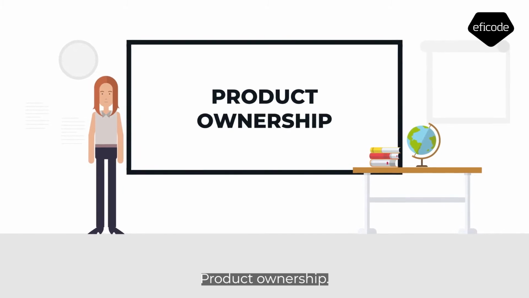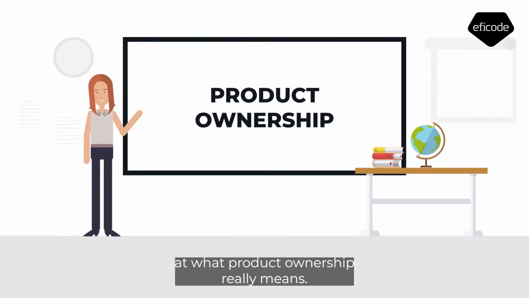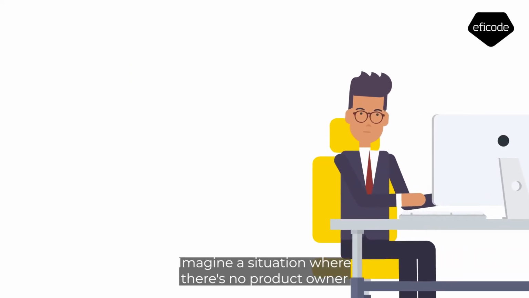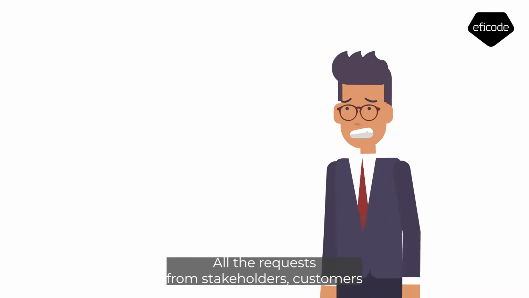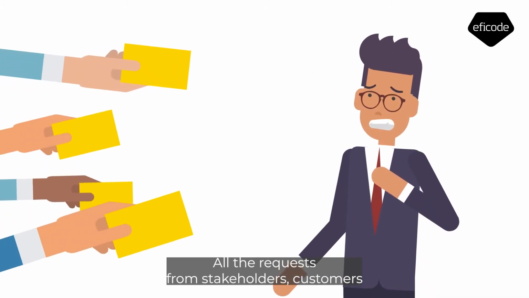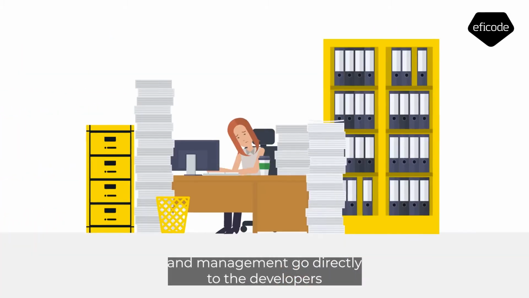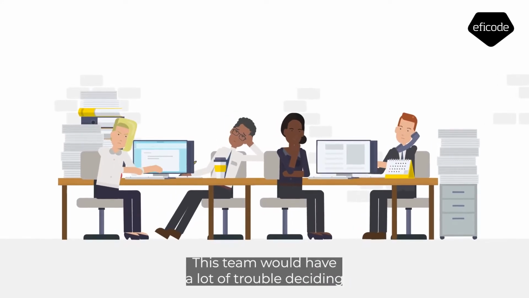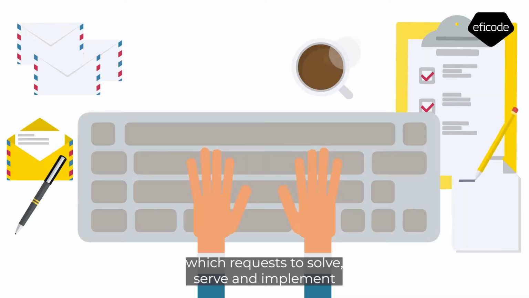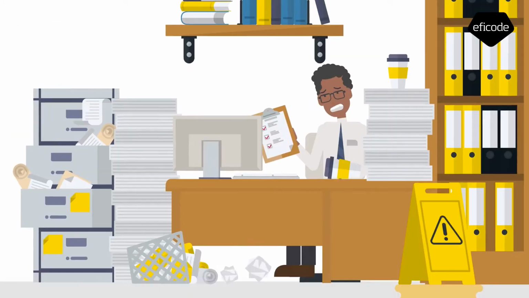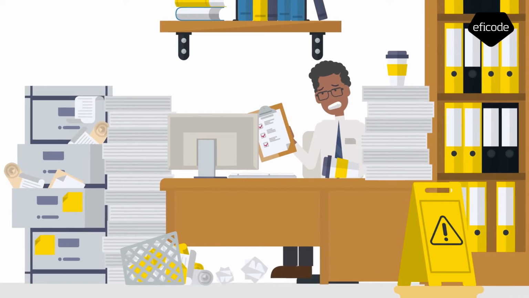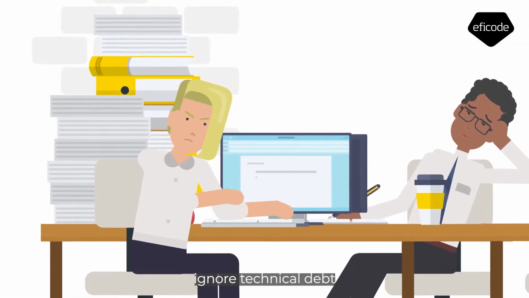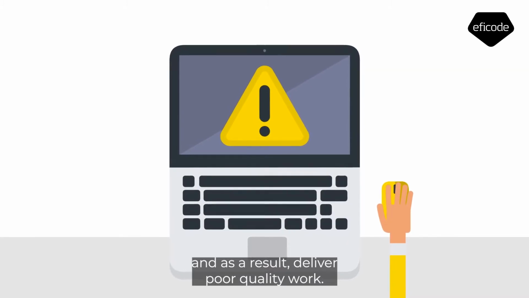Product ownership. Let's take a look at what product ownership really means. Imagine a situation where there's no product owner. Without one, all the requests from stakeholders, customers, and management go directly to the developers or implementation team. This team would have a lot of trouble deciding which requests to solve, serve, and implement. They'd experience great amounts of stress. The team might also rush into things, ignore technical debt, and as a result, deliver poor quality work.